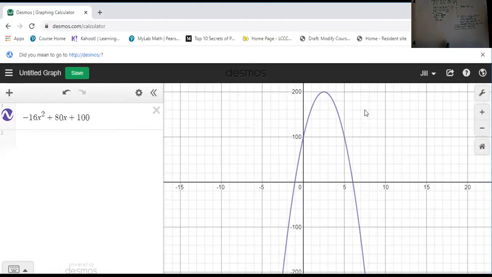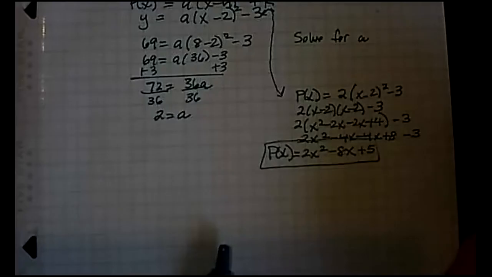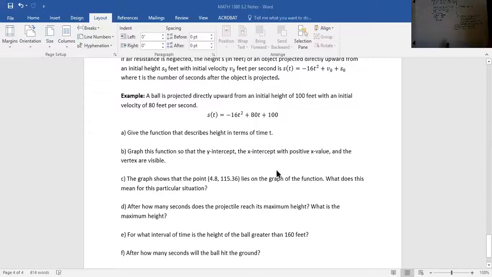Now, if you needed to turn something like this in on a test, you can copy and take a picture of that. You can just snip it and turn that in as well if you needed to. Okay. Now, the question then, I'm going to come back to this. The question on the notes says, all right, so graph it. So we did that. Okay, so this point, 4.8 and 115.36, lies on the graph of the function.